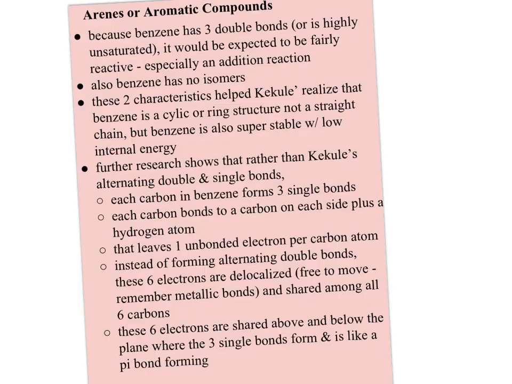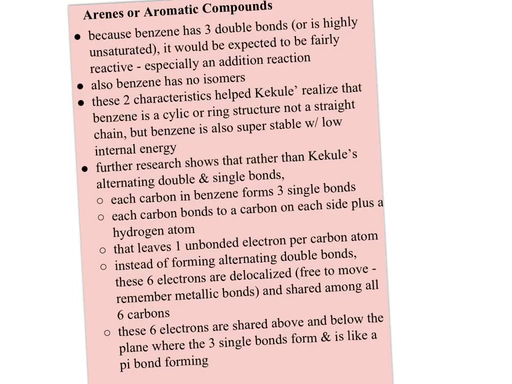So think about it. Because benzene has 3 double bonds, or is highly unsaturated, you would expect it to be fairly reactive. You've got 3 double bonds that you could easily go in and break one of those bonds. So especially an addition reaction should be a possibility. And also, scientists have realized benzene has no isomers. There is only one way to draw benzene. So these two characteristics help scientists, and especially a German fellow named Kekulé, realize that benzene is a cyclic or ring structure, not a straight chain.